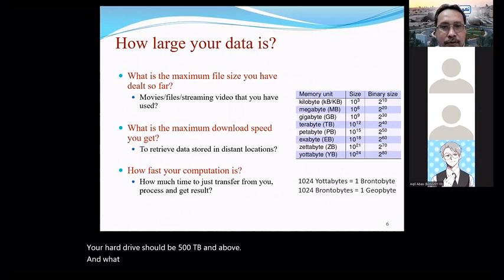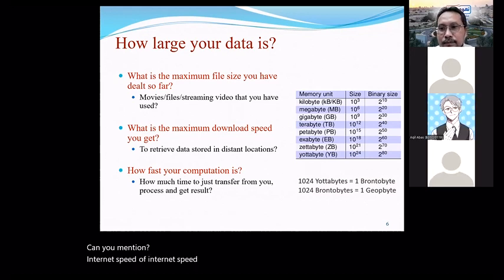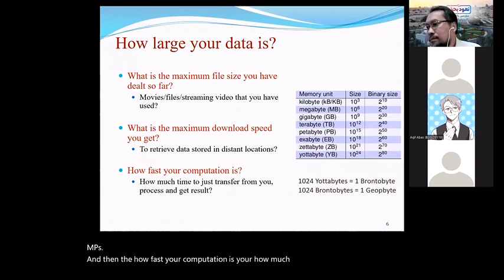And what is the maximum download speed you get? I'm not sure. How is the internet speed in Brunei? Can you mention the internet speed in Brunei? It's about 100, 200, 500 Kbps or more Mbps. And then how fast your computation is, how much time to transfer the file and so on.